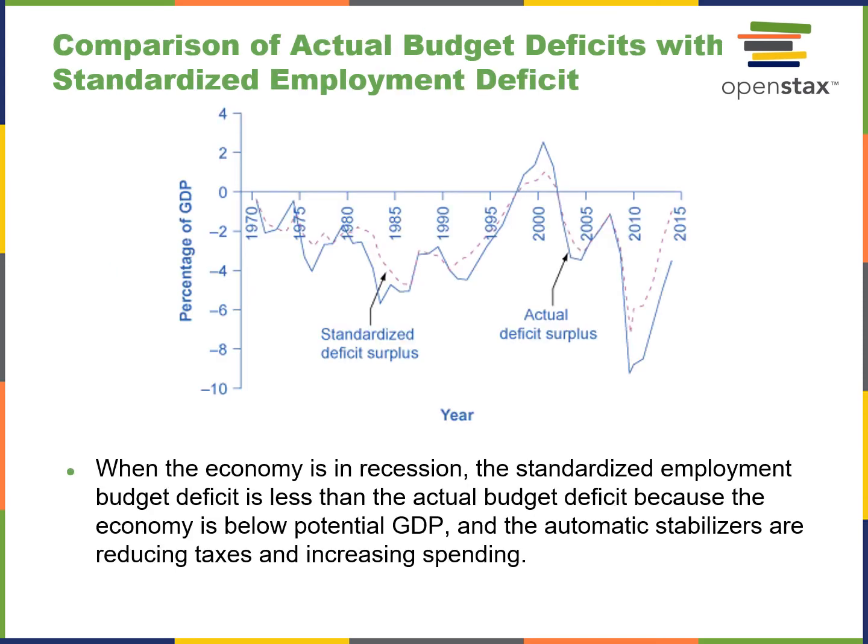Comparison of actual budget deficits with the standardized employment deficit. You'll see that from about 1970 to 2015, when the economy is in a recession, the standardized employment deficit is less than the actual budget deficit because the economy is below potential GDP, and the automatic stabilizers are reducing taxes and increasing government spending.